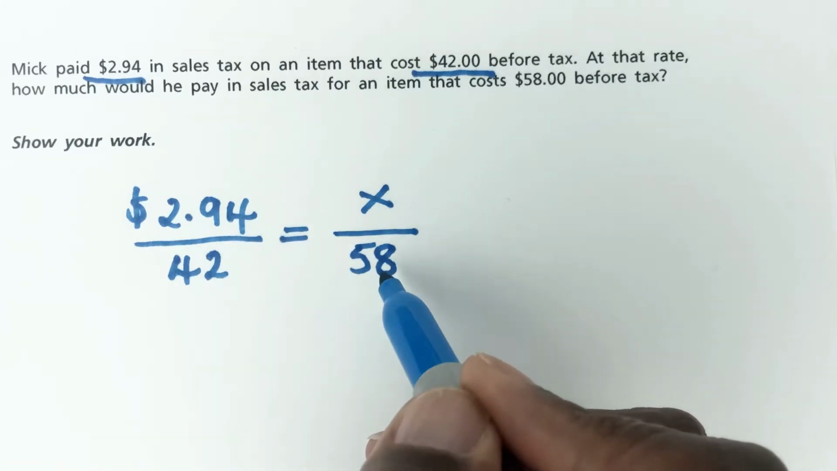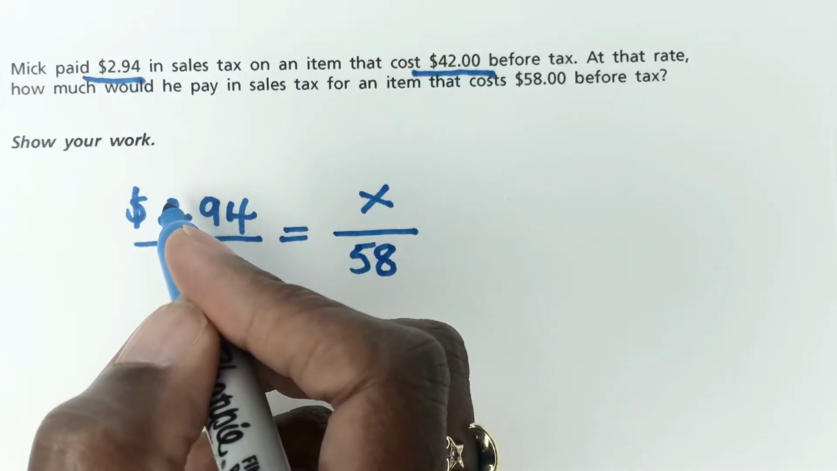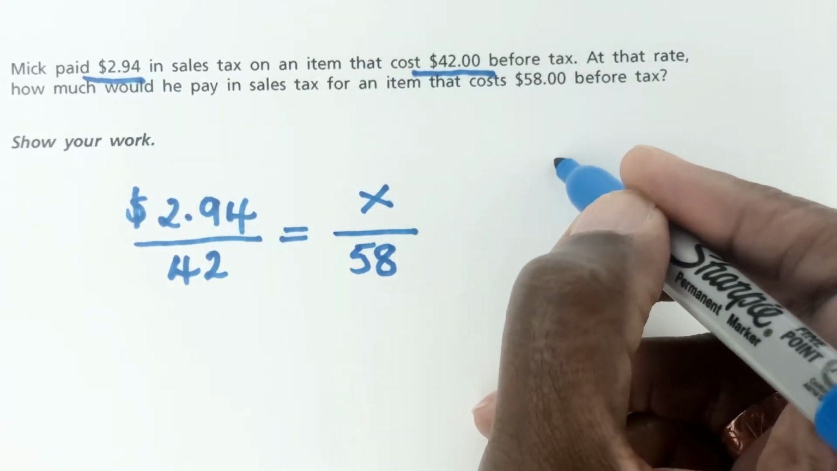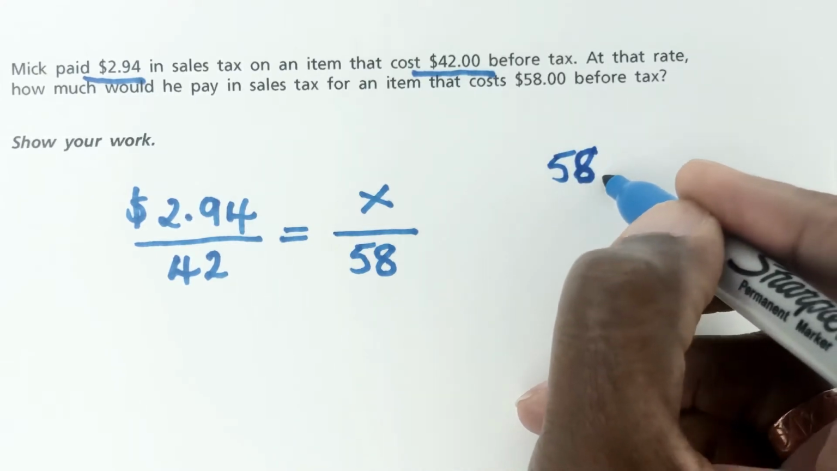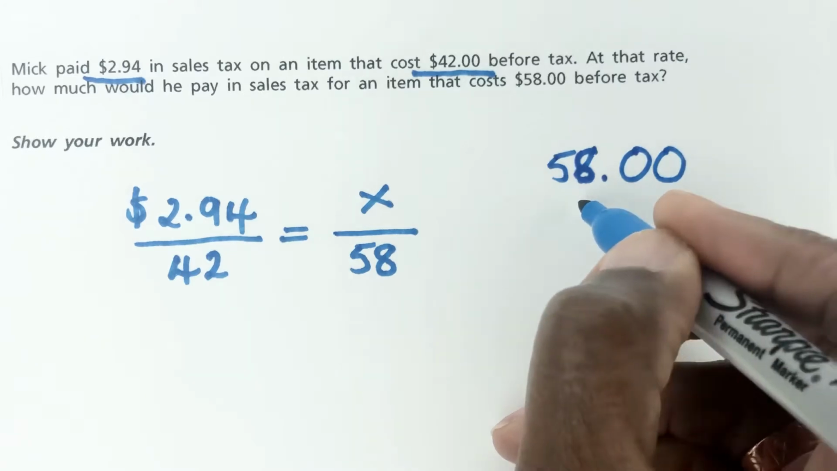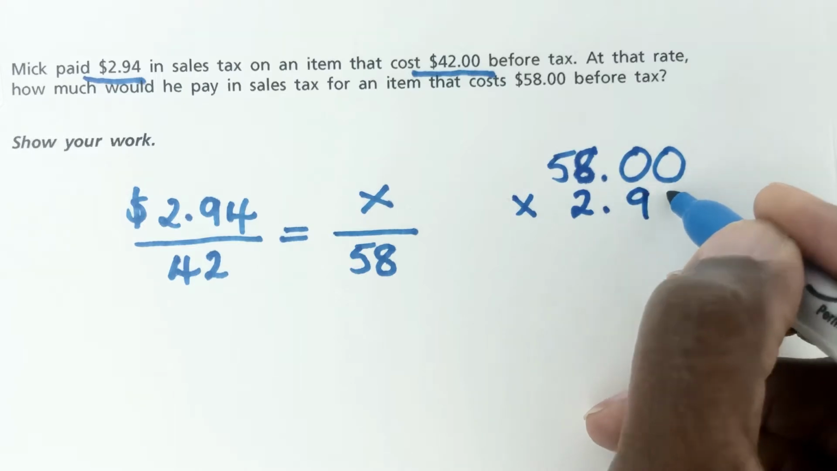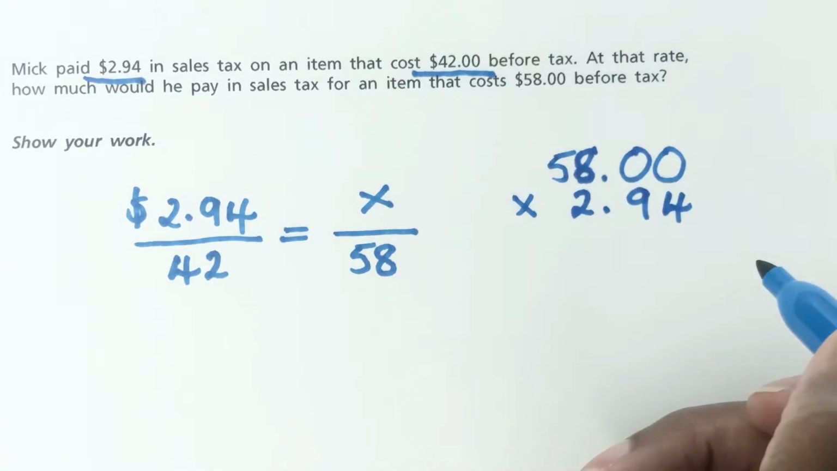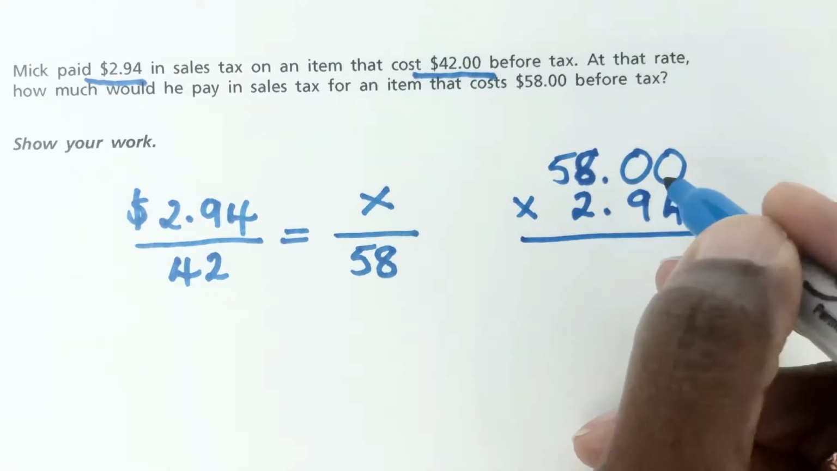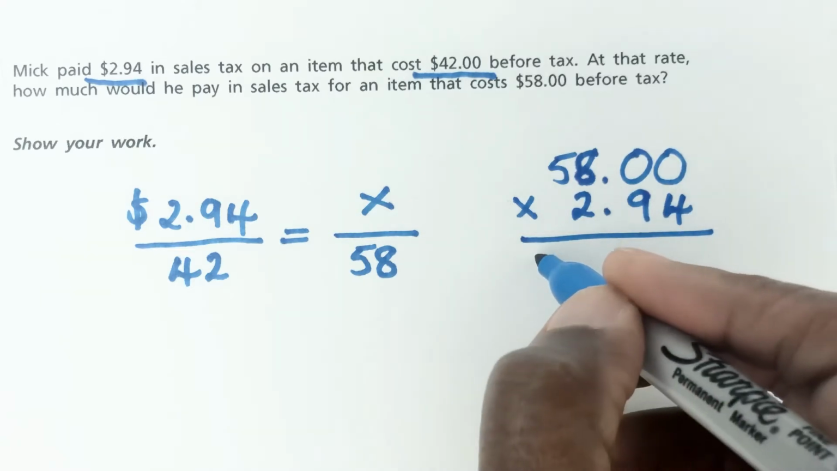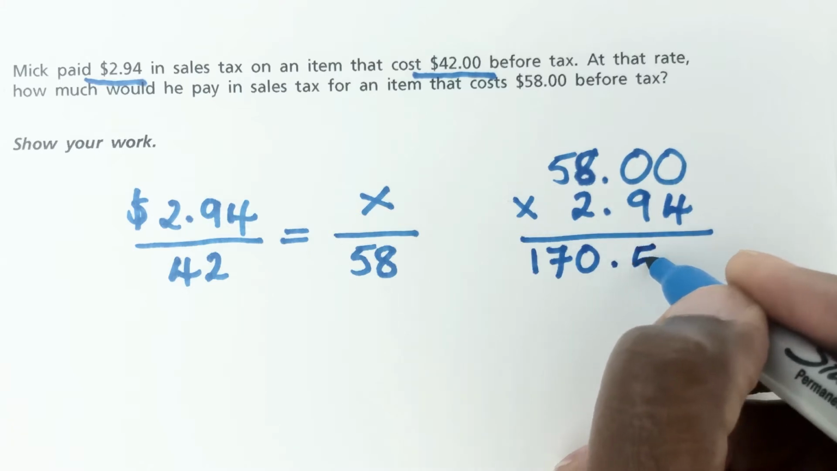Once you've set it all up, you go ahead and you cross multiply. So 58 times $2.94, and how you would set that up, because there's a decimal in the $2.94, you'd say $58 and no cents, and then you would multiply that by the $2.94. This thing is really bleeding into the paper, isn't it? But I'm sure you can see okay. And then you would multiply that. I'm not going to do the whole calculation. I'm just going to give the answer right now for time. So the answer for that is 170.52.